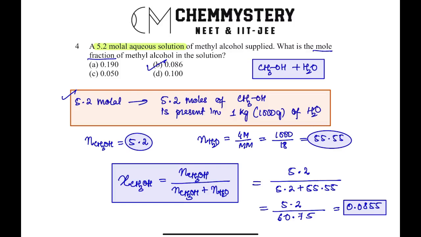We need to decode this part. 5.2 molal meaning is 5.2 moles of the solute is present in 1 kg of the solvent, that is water. From this we have decoded and found out the mole fraction of the solute. Clear?